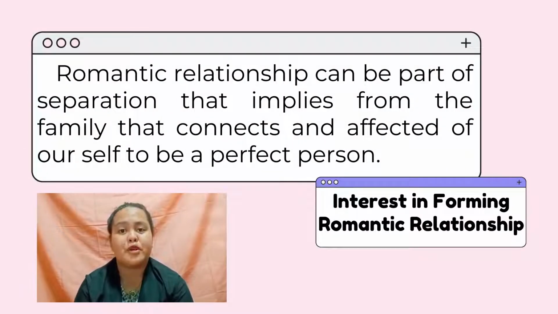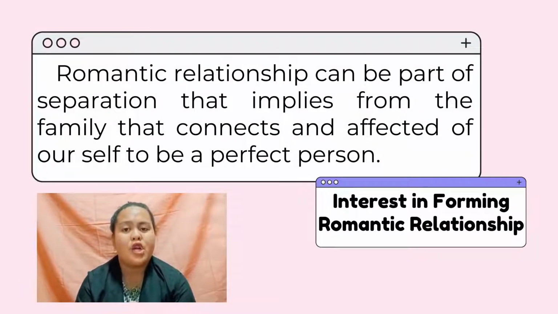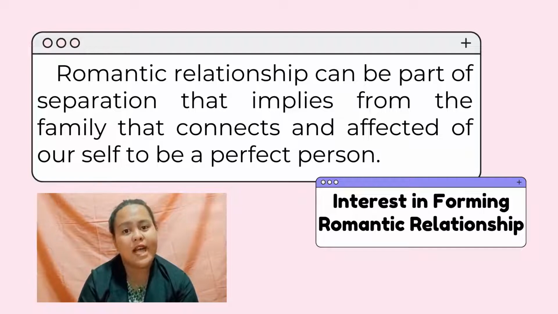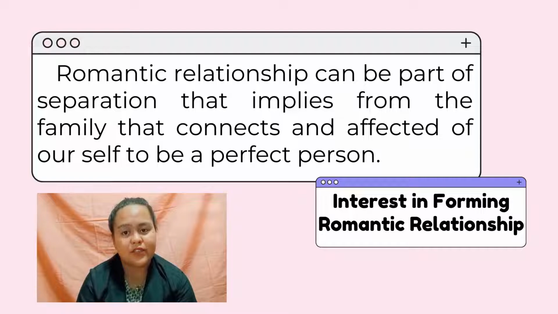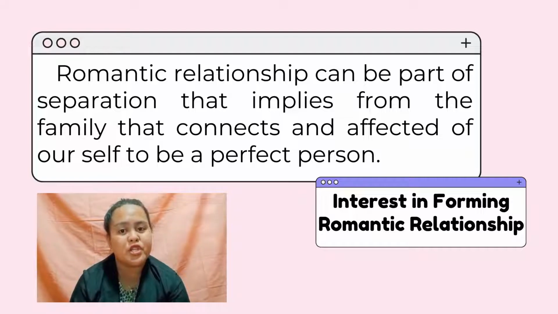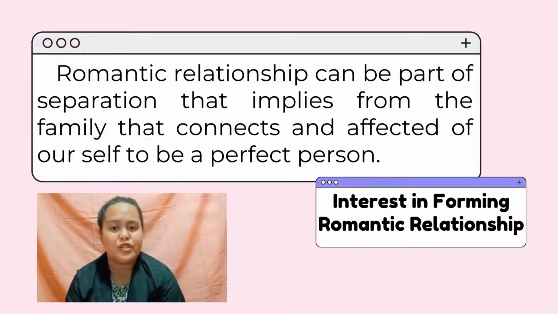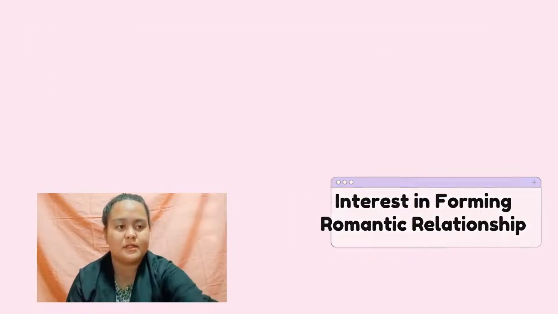Interest in forming romantic relationships. Romantic relationship can be part of separation that implies from the families that connect and affect ourselves to be a perfect person that can handle a problem, to become a strong person and face the reality of life, to the relationship between the two situational problems, the awareness to become adolescents.